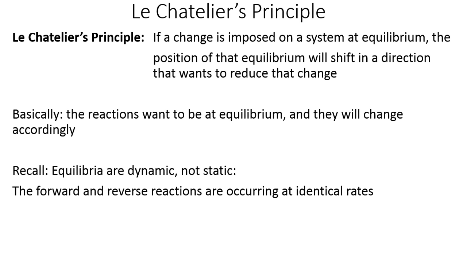If you remember in our previous discussions on equilibrium in Unit 11, the equilibrium constant K is defined as a ratio of the products over the reactants. Since reactions want to be at equilibrium, they will shift in order to reestablish that ratio of products to reactants. You have to remember that equilibria are dynamic and not static. Therefore, the forward and reverse reactions are occurring at identical rates.